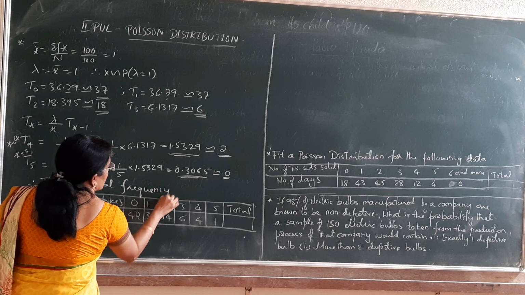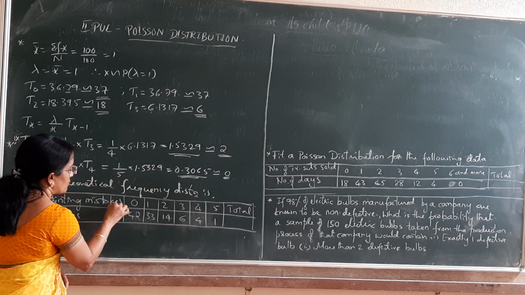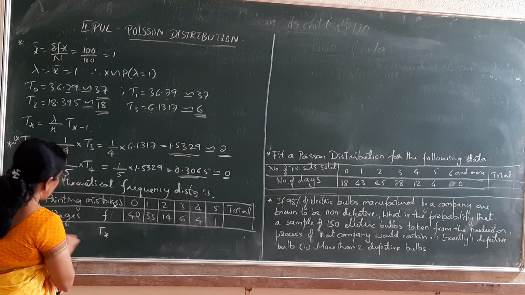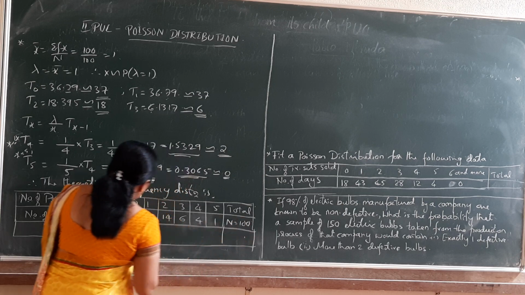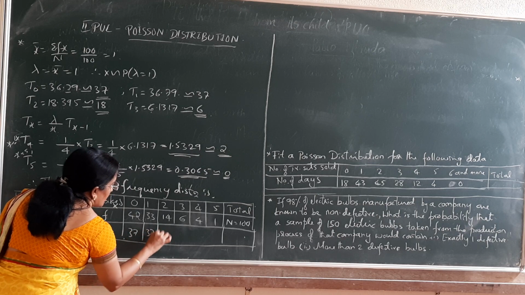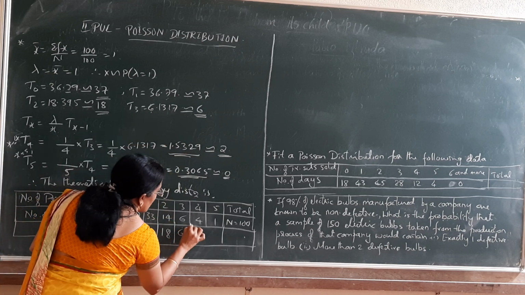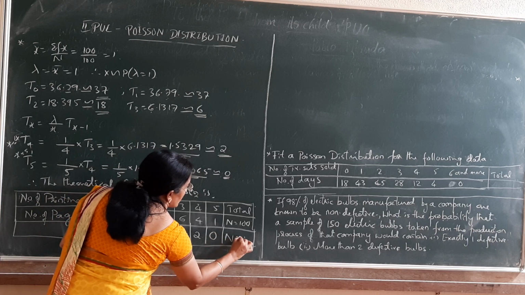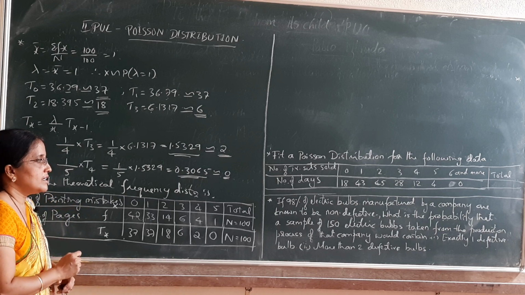Therefore, the theoretical frequency distribution is given by: first row, number of printing mistakes X; second row, number of pages F; and third row, theoretical frequency Tx. Here N is equal to 100. The theoretical frequencies obtained are: first one 37, next T1 37, T2 18, T3 6, T4 2 and T5 0. This sum must be equal to 100. This is how to fit a Poisson distribution to the given data.